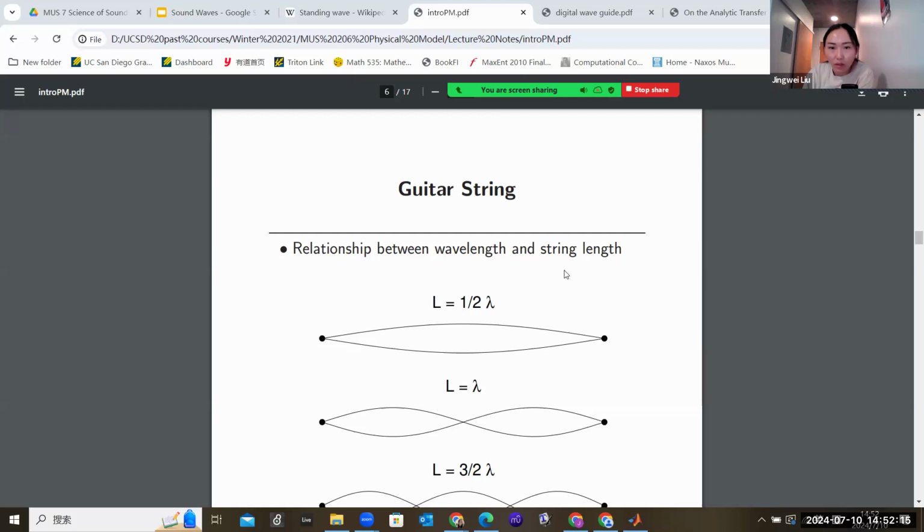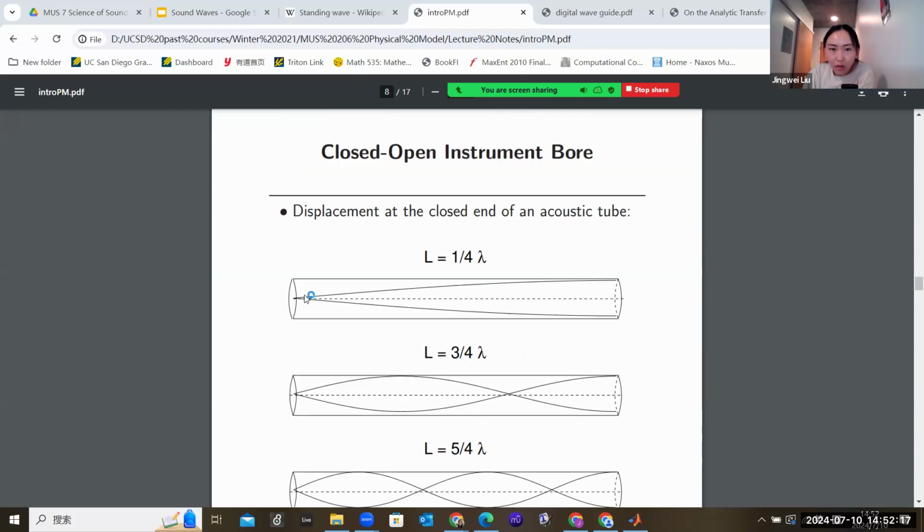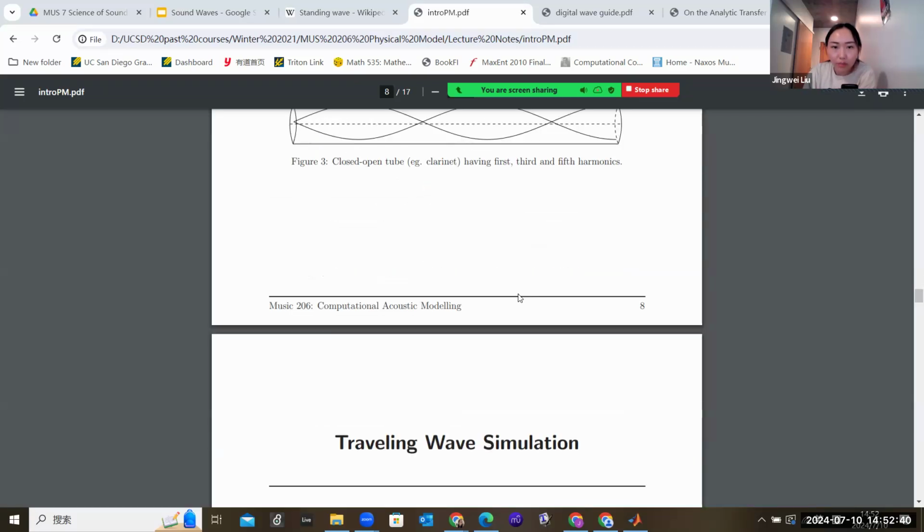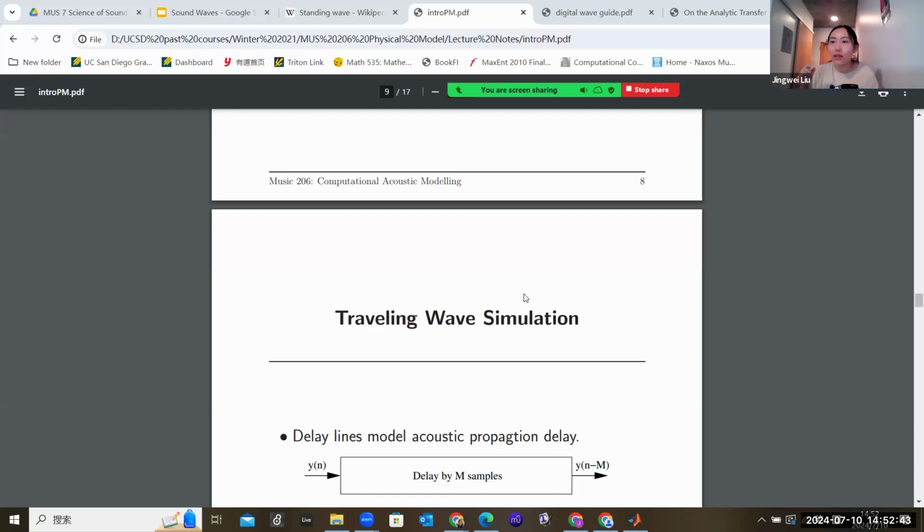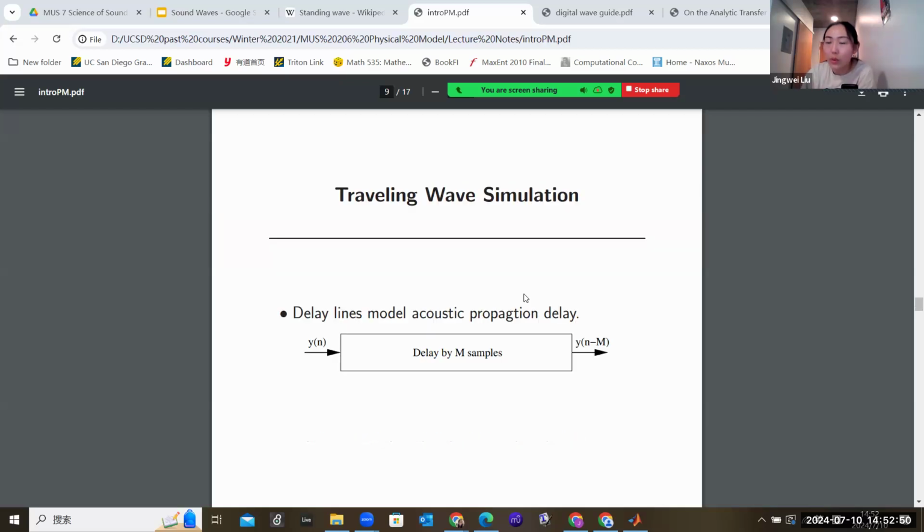Either it's the string or the pipe, or closed-open, whatever, it always produces a standing wave, and the standing wave gives you a steady pitch because all the harmonics present in this wave with given boundary conditions will be integer multiples of the fundamental frequency. So that gives you the pitch, so that you can perceive this as musically interesting, and you can use those notes or pitches to compose.